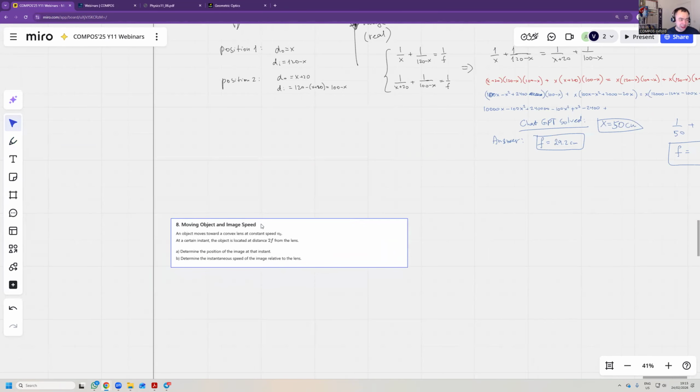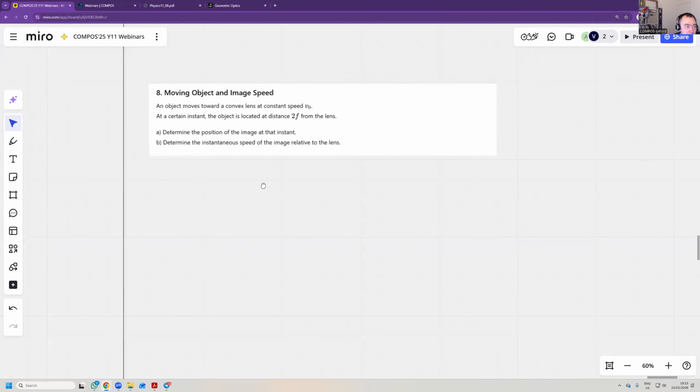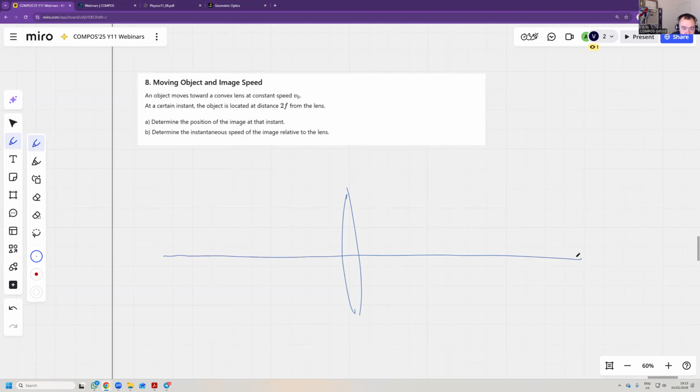Okay. Moving object and image speed. Right, so let's say an object moves towards a convex lens at constant speed v0. So we have a lens, and we have an object.